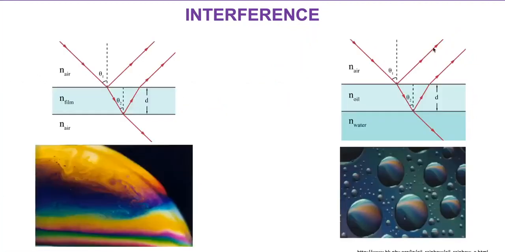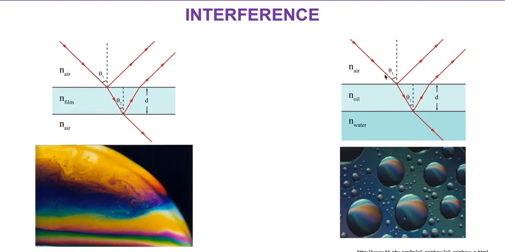Here is an example of soap bubble and oil. In a soap bubble, we have a thin air layer, then we have the film, which is of course a surfactant and water, and then we have air again. So the light essentially goes through three different media: low, high, low.